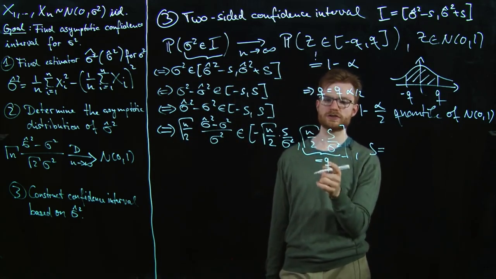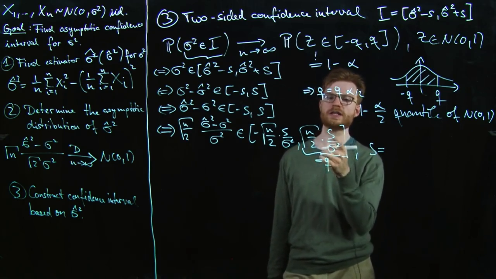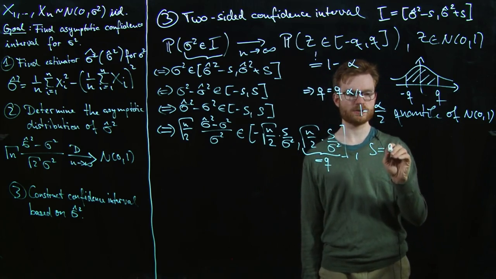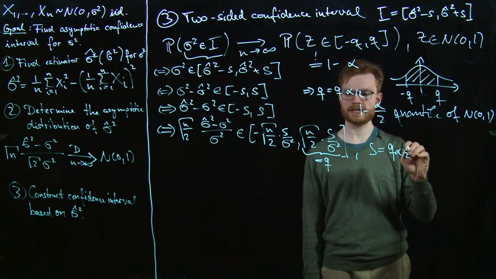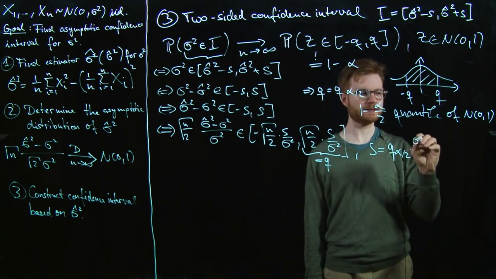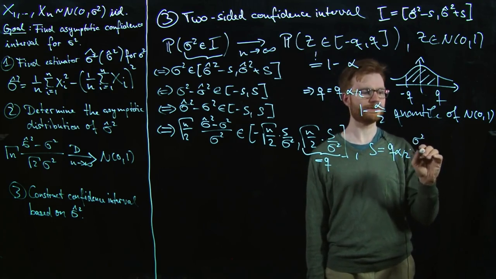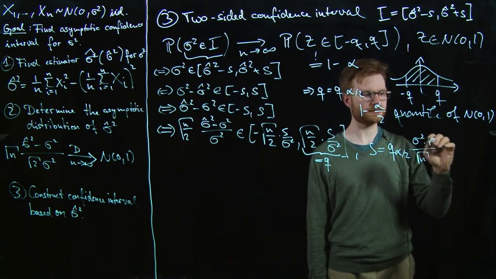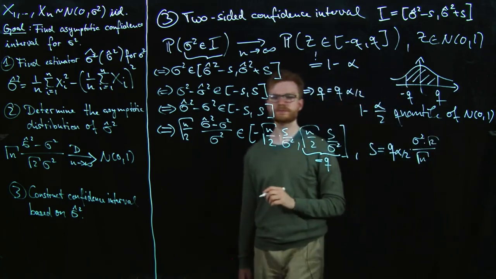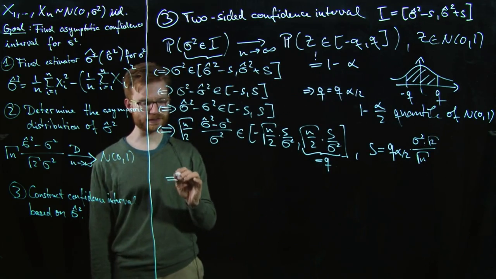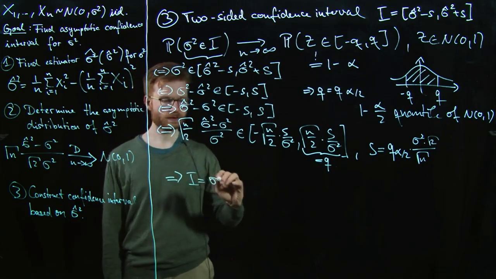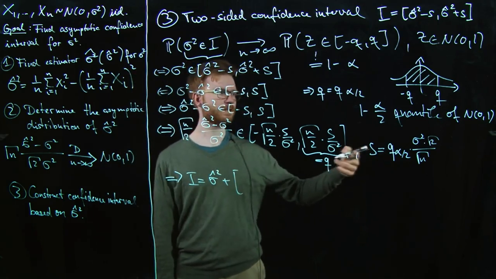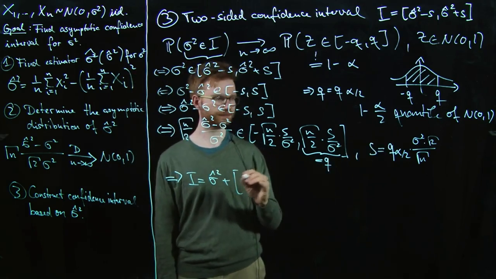So we just expressed q in terms of s. We can just as well express s in terms of q and end up with s equal to q alpha over 2 times sigma squared divided by square root n. There's a square root 2 here. All right, and now we found our confidence interval. It's sigma hat squared plus this expression. So just plug in s.